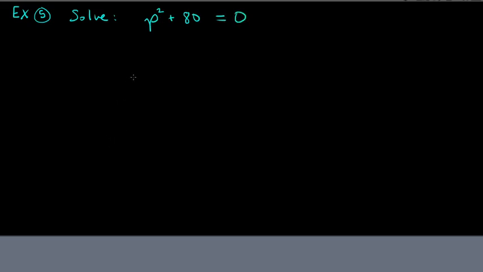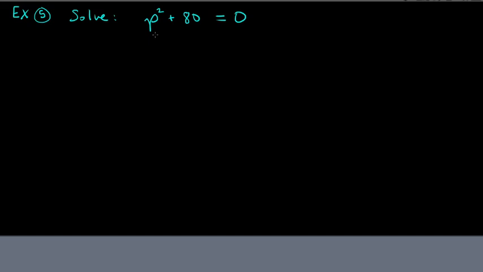Okay, so we did one like this earlier. This one's a little more routine. And the idea is, we're not going to be able to factor this. This is going to be prime. Look, 80 is not a perfect square, but even if it was, the sum of squares is prime. It would have to be p squared minus 80, or something like p squared minus 81. 81 would be a perfect square, so that would work, but not here. So we're going to have to use the square root method.